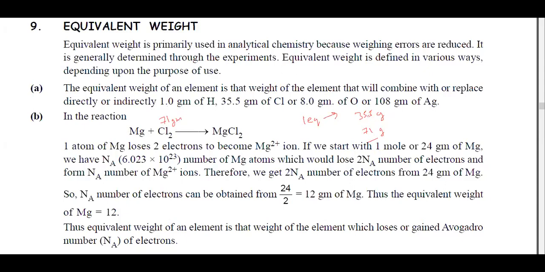Tell me, guys, Mg should be how many equivalents? If one equivalent will react with 35.5, then how many equivalents will react with 71? Just talk about the number. It's 2, right? As simple as that. 2 equivalents. Yes or no?